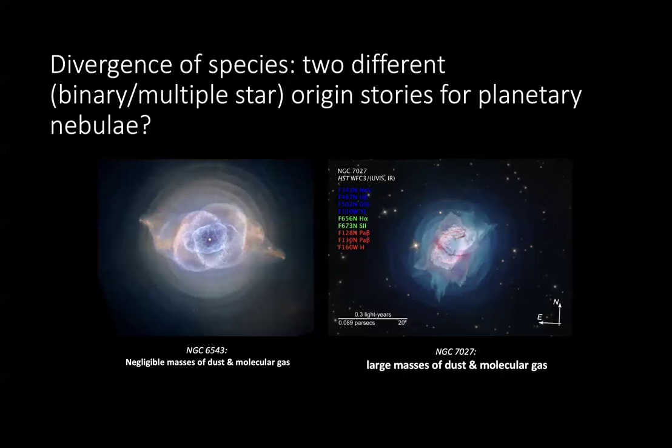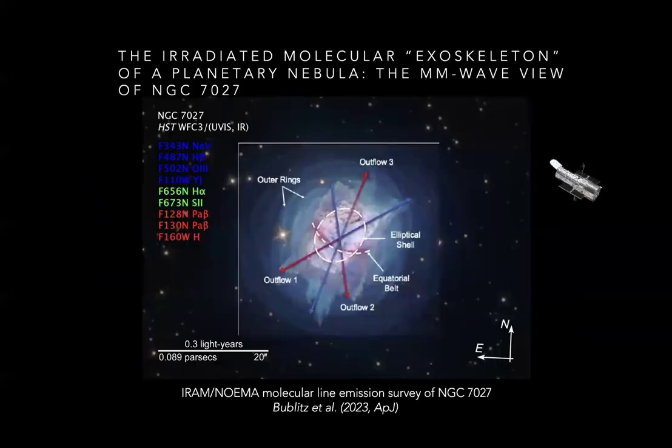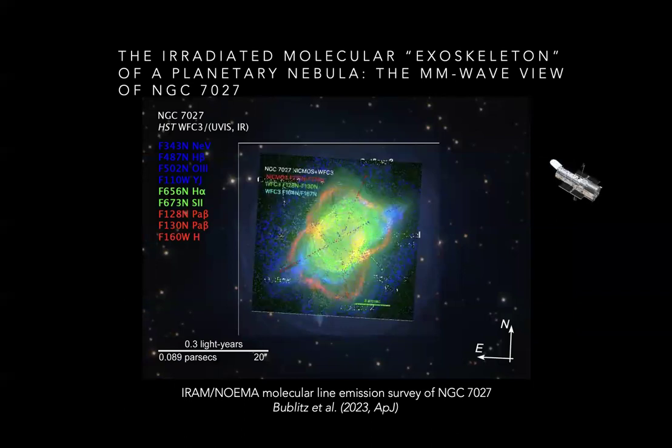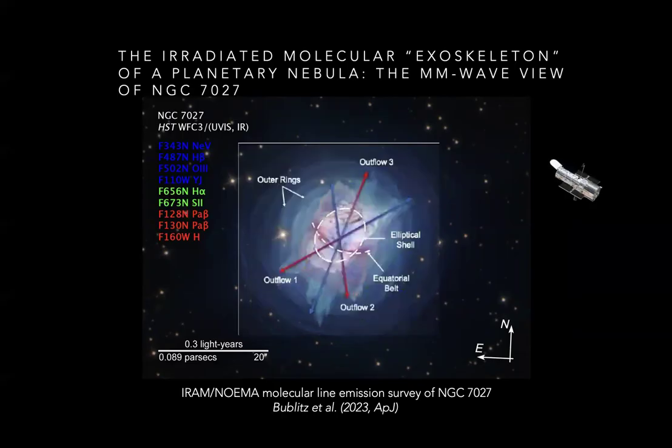Lots of dust and molecular gas. This object has been known to have a lot of molecular gas for a long time. So we actually use the NOEMA interferometer. These are two different ways to look at the image data. This is the Hubble Space Telescope overlay I showed you earlier.